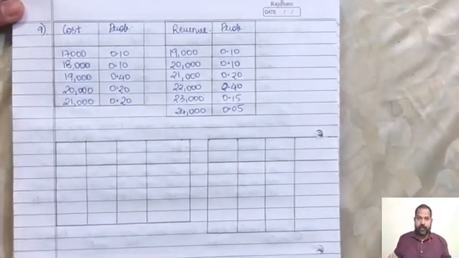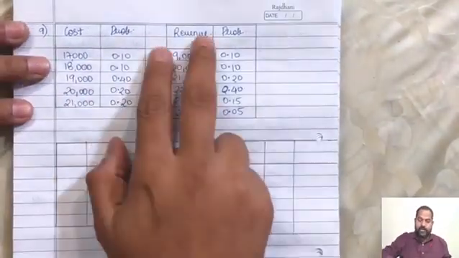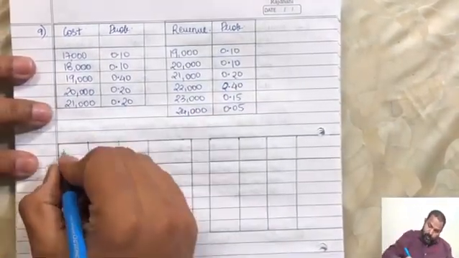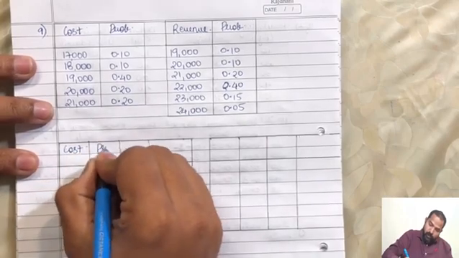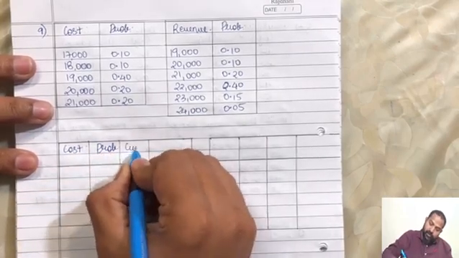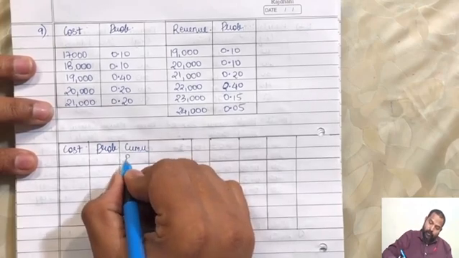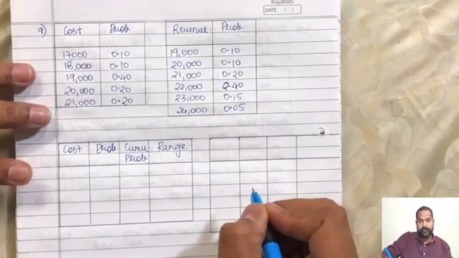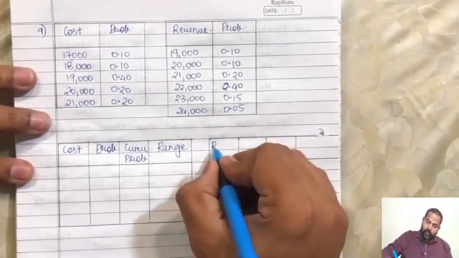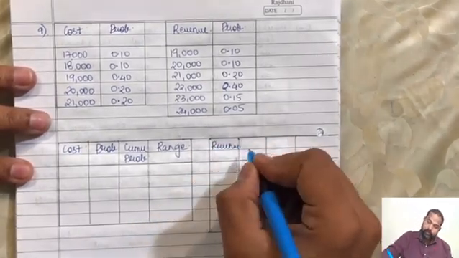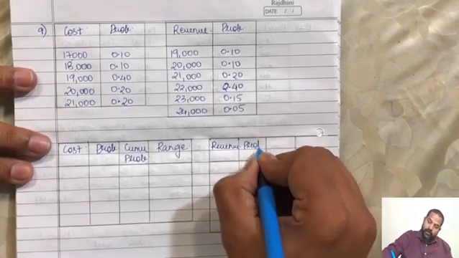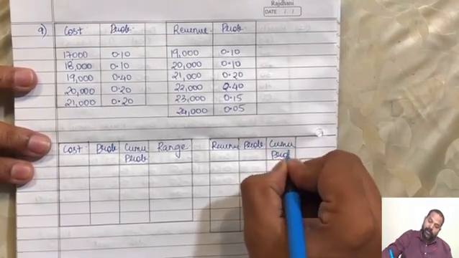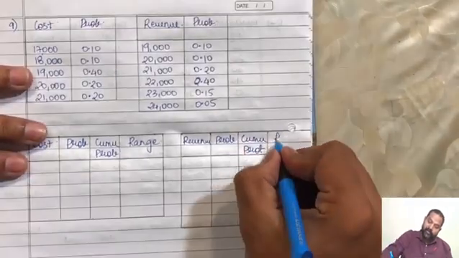Let's begin. These are my costs, these are the probabilities, this is my revenue and these are the probabilities. So the first thing that I'm going to do is cost, probability of that cost, cumulate the probability and create a range out of it. Then here you have revenue. You write down the probability of the revenue, cumulate the probability and lastly find the range.